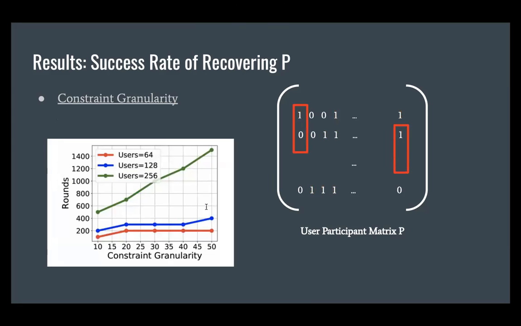And also they study the granularity of the sampling window of clients' participation frequency. This figure shows that as the granularity increases, which means the sampling window becomes larger, which means we sample in a less frequent way, the number of rounds to achieve successful recovery of matrix P becomes larger, which means matrix P becomes harder to recover. That is reasonable because as we sample the user participation frequency less frequently, we get less information at each round.